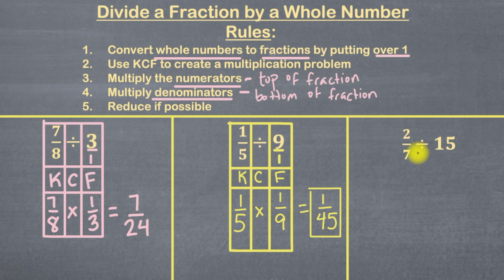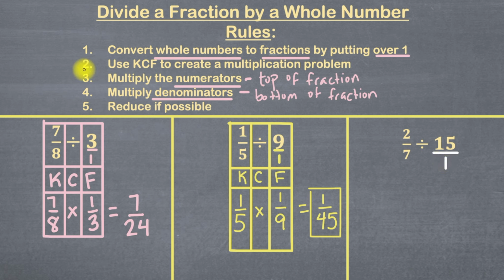So now let's go to our last example. 2 over 7 divided by 15. We'll start with rule number 1, which is to convert any whole numbers into fractions by putting them over 1. 2 over 7 is already a fraction, so we don't have to do anything there. But 15 is a whole number. So to make it a fraction, we have to make sure we put it over 1.